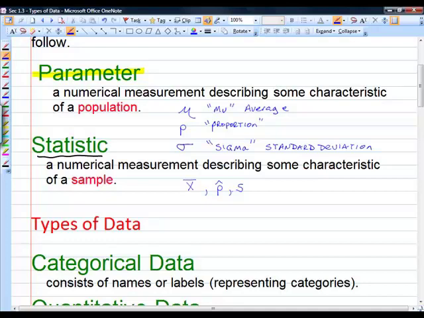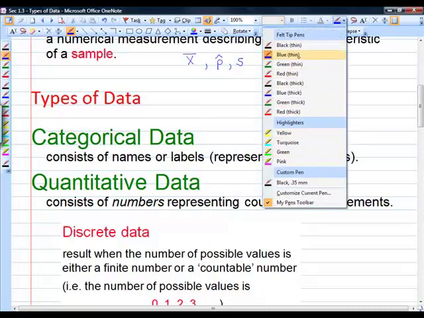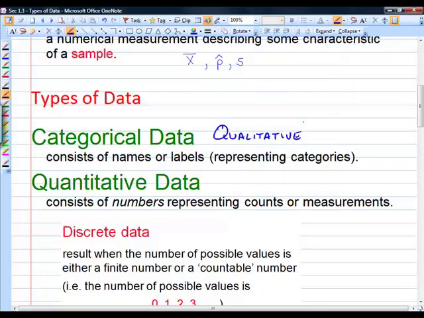And remember, in the previous section, we said one of the things we have to do is understand the context of the data. And so that's where you have to understand, are we talking about an entire population or just a sample? The two types of data that we will be working with are categorical data. Sometimes we refer to this as qualitative data. And it consists of either names or labels that represent categories. We can have numbers in here represent a category, and we'll see some examples of that in just a minute.